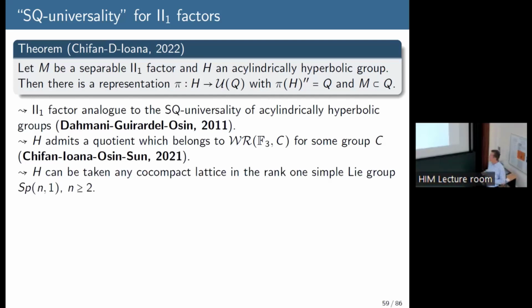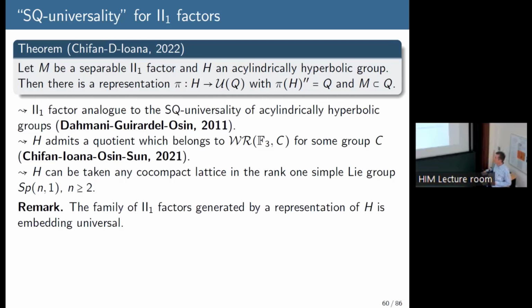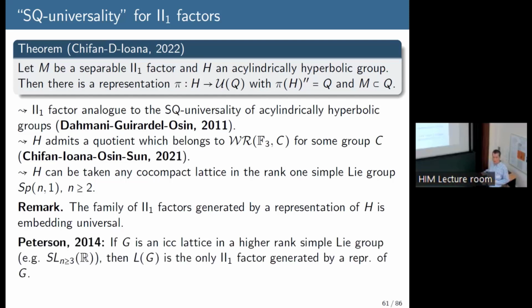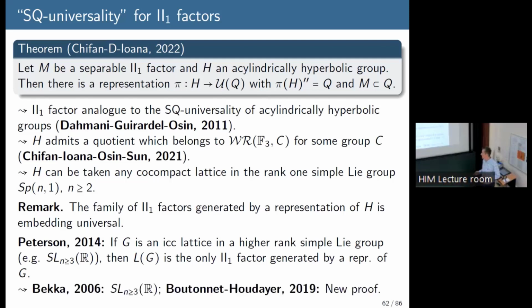Now, the observation that I want to make here is that we can in particular take H to be a co-compact lattice in the rank 1 simple Lie groups, Sp(n,1), because H will be hyperbolic. Our result is saying that the II_1 factors generated by this lattice H are quite big, it's embedding universal. And this is in sharp contrast with the work of Margulis, saying that if G is an ICC lattice in a higher rank simple Lie group, like SL(n,Z) with n at least 3, then L(G) will be the only II_1 factor generated by a representation of G. And this result attracted a lot of interest in the last years. The first proof for SL(n,Z) was given by Bekka, and recently Rémi and Cyril generalized this result with new proofs and so on.